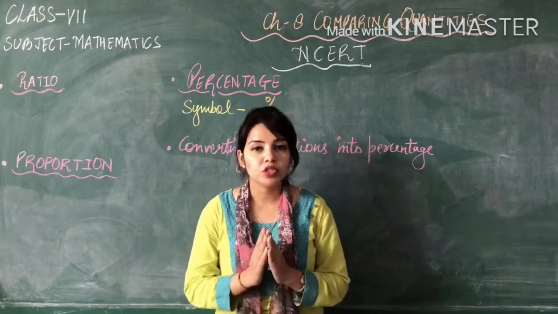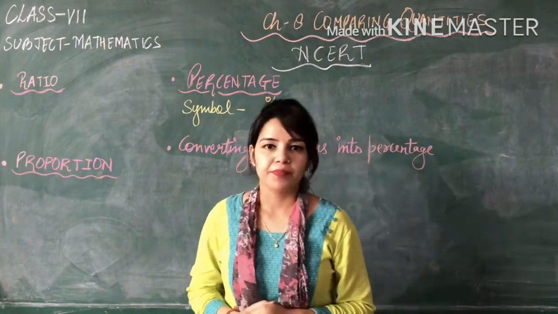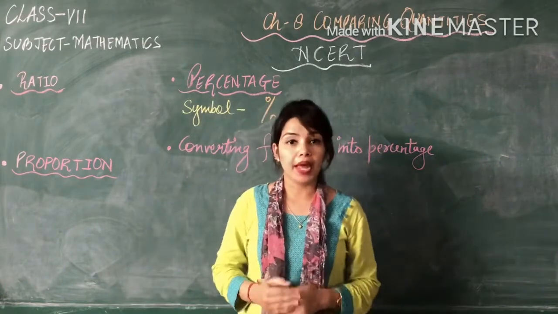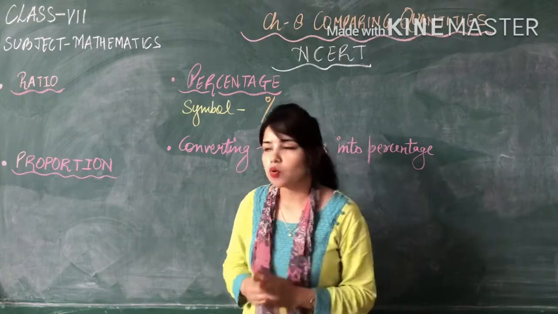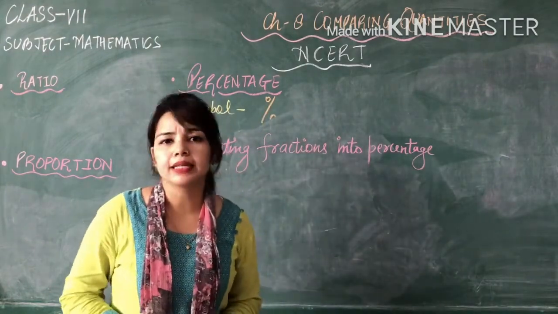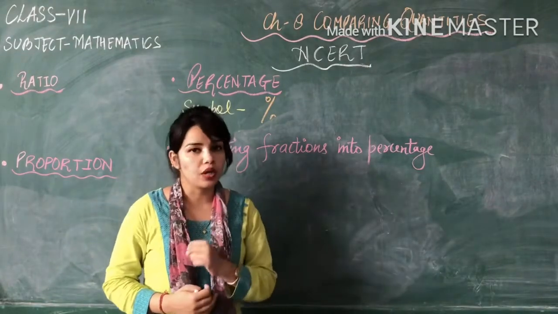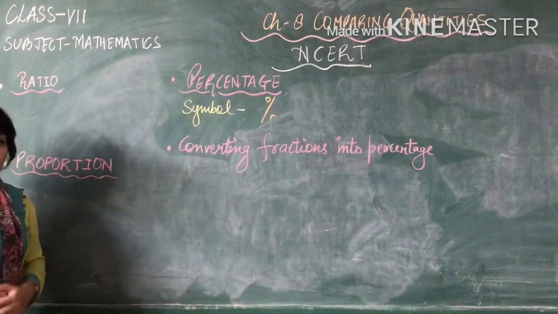Today we will talk about chapter 8, that is comparing quantities. Now how can we compare two quantities? Suppose you have to compare your height and your sibling's height. Suppose your height is 150 centimeter and your sibling's height is 75 centimeter. Now how will you compare the two quantities? To compare two quantities we use ratio.